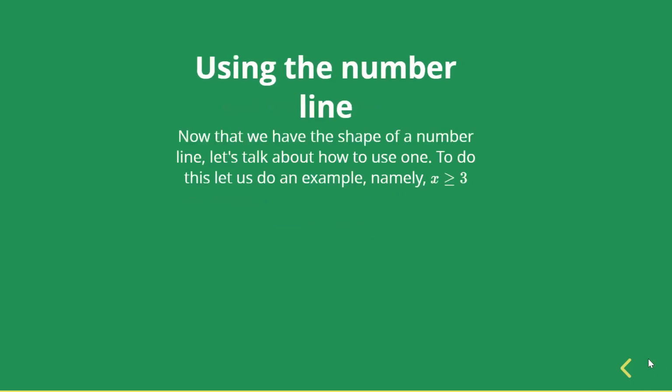Now we want to do an example of using the number line. In this case, we want to get all values of x, such that x is greater than or equal to 3. And we know that the bigger the number, the more you progress right. So in this example, what we really want is all the numbers to the right of 3 and including it.